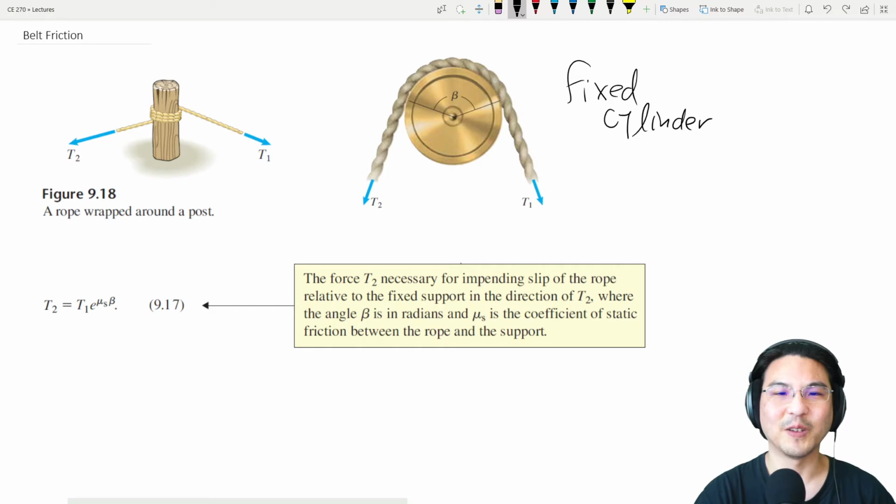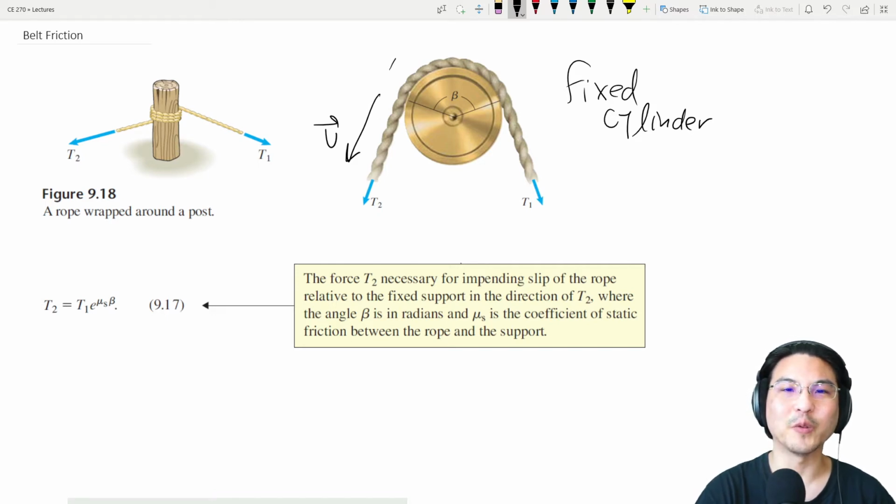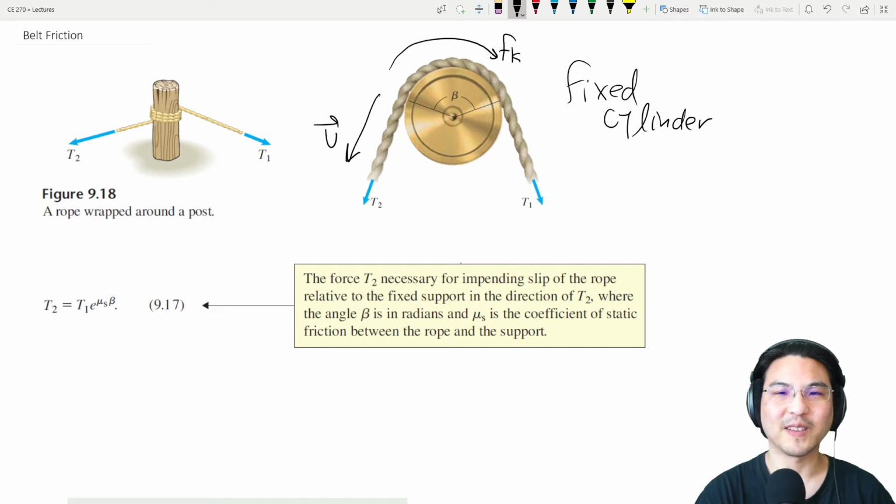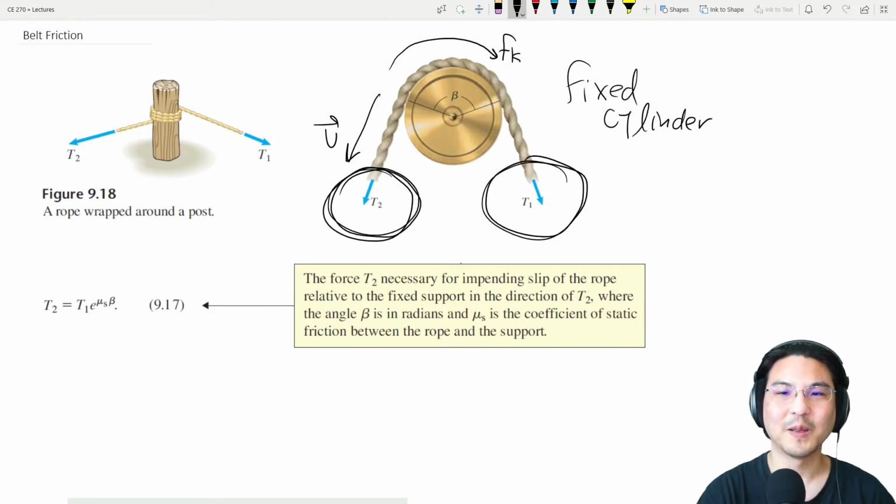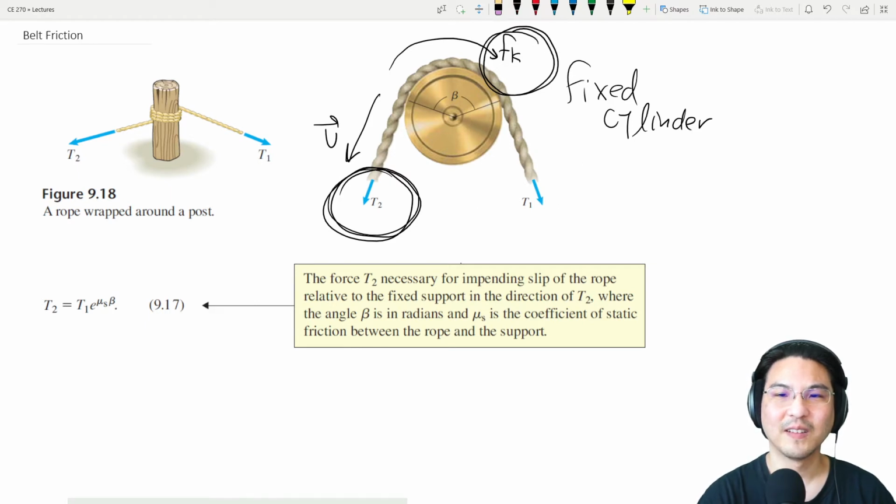Now imagine you're pulling the rope this way with some velocity. So then there's going to be kinetic friction. Which way? Opposing your motion. Say like this. Kinetic friction, opposing your motion. So if that's the case, which side is more? Right? There's tension on this side, tension on this side, but see how the kinetic friction is in the direction of this? So that means this side, T2, has to be more than T1, right?